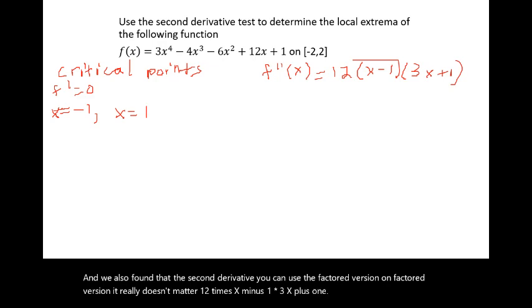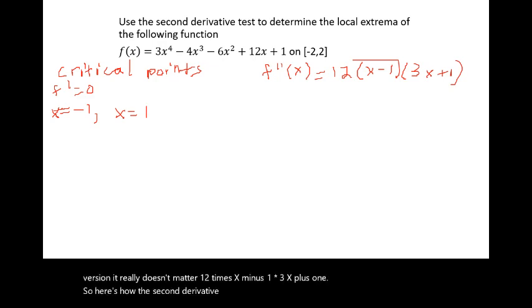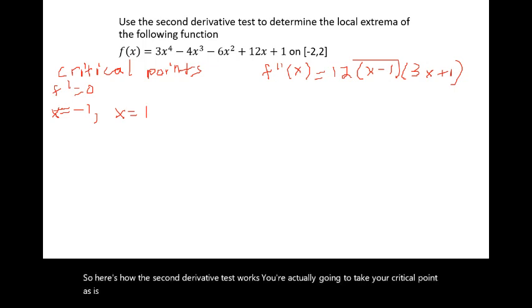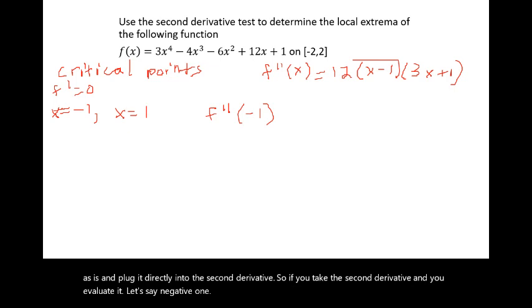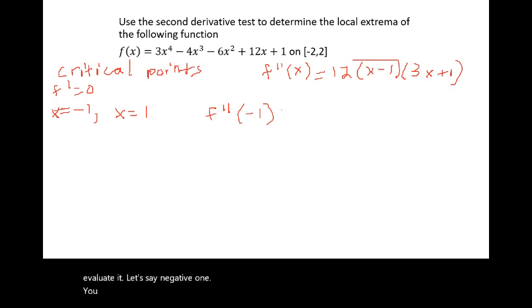So here's how the second derivative test works. You're actually going to take your critical point as is and plug it directly into the second derivative. So if you take the second derivative and you evaluate it at, let's say, -1, you get 48, which is clearly a positive number.